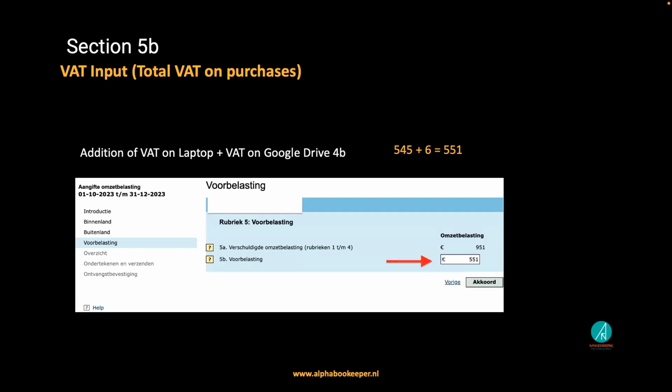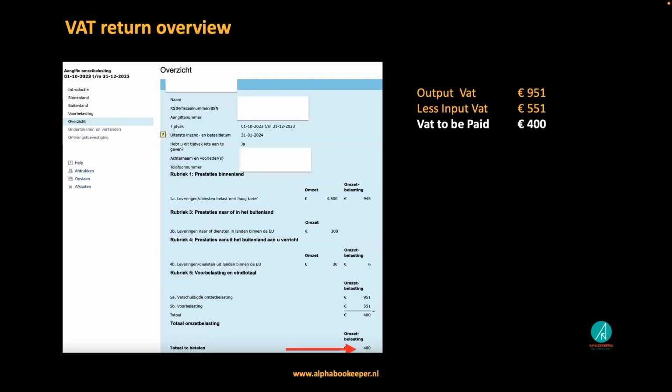And you then have to net off the two. You collected 951 from your customers. Sorry, you collected 951 from your customer. You paid 551 to your suppliers. The net of it is what you then have to pay to the tax authority. So for this very example, you will be paying 400 euros to the tax authority.